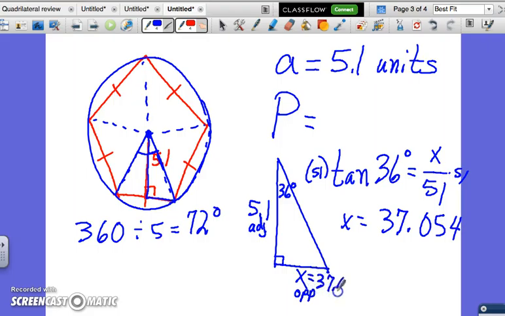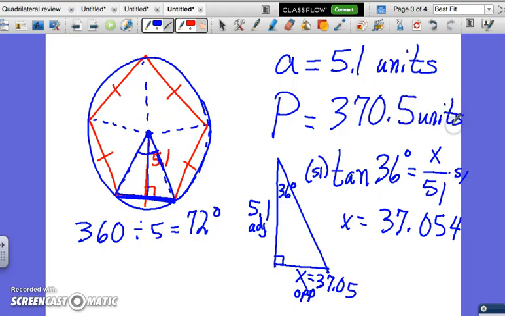So 37.05. So that would mean, what's the distance all the way across here? That's times 2. So 74.10 is one of these legs. How many of them are there? There's 5. So times 5. Here we go. So we're taking 74.10 times 5, and we find the perimeter is 370.5 units. All right, all of that done.